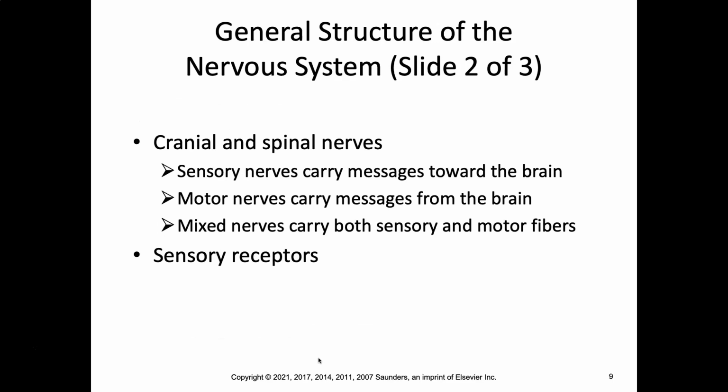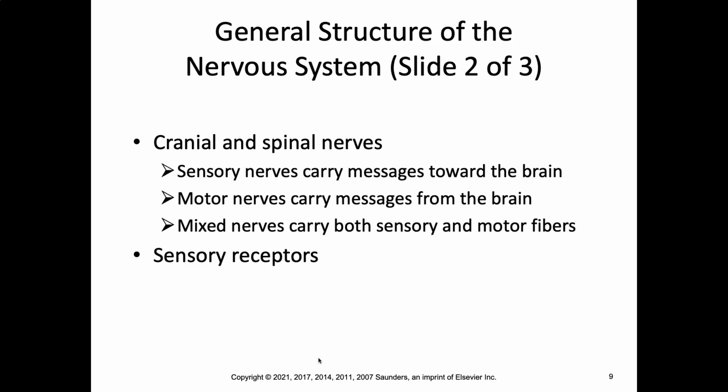So let's talk about those cranial and spinal nerves. They are sensory nerves that carry messages toward the brain. There are motor nerves that carry messages from the brain, and there are mixed nerves that carry them both, sensory and motor. So sensory, again, is taking them from somewhere to the brain. Motor nerves are carrying them away from the brain.